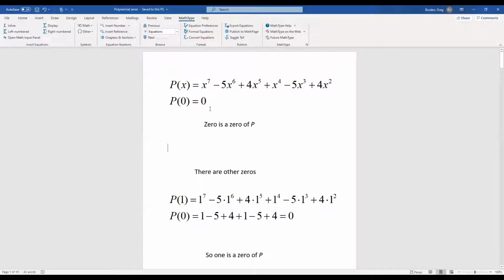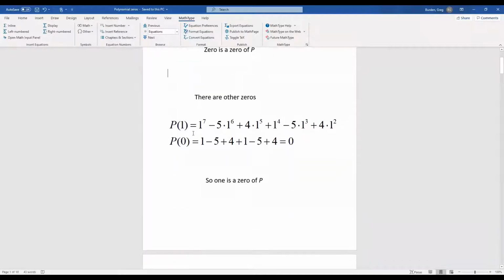A 7th degree polynomial can have as many as 7 zeros. So if I write down the equation p of x equals 0, there could be as many as 7 different solutions to this. What we're going to find is that there's actually only 6 solutions, and only 4 of those are real numbers. But I'm getting ahead of the story here. Anyway, there are other zeros. 0 is a 0, as already mentioned.